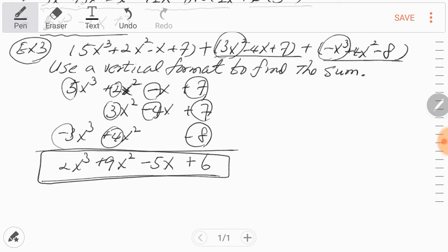sum of 3 polynomials. So there are lots of exercises, so please practice. It doesn't matter whether you use vertical format or the horizontal format. As long as we combine the like terms, then that is fine.